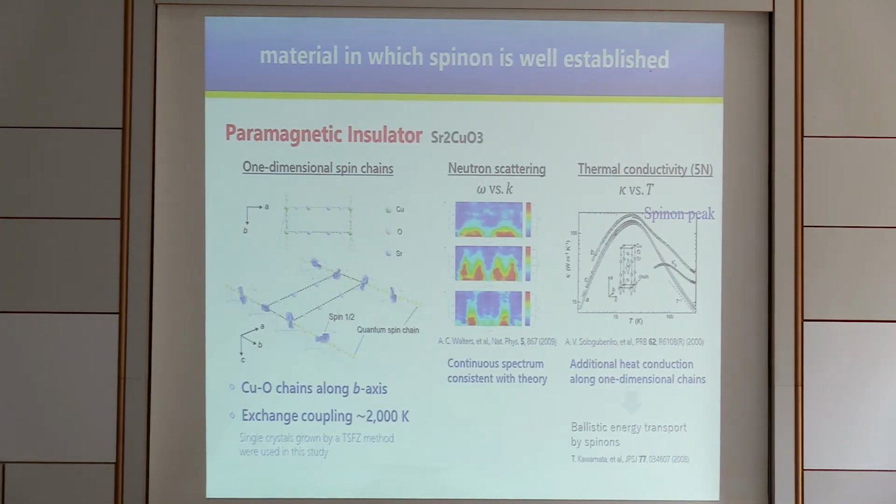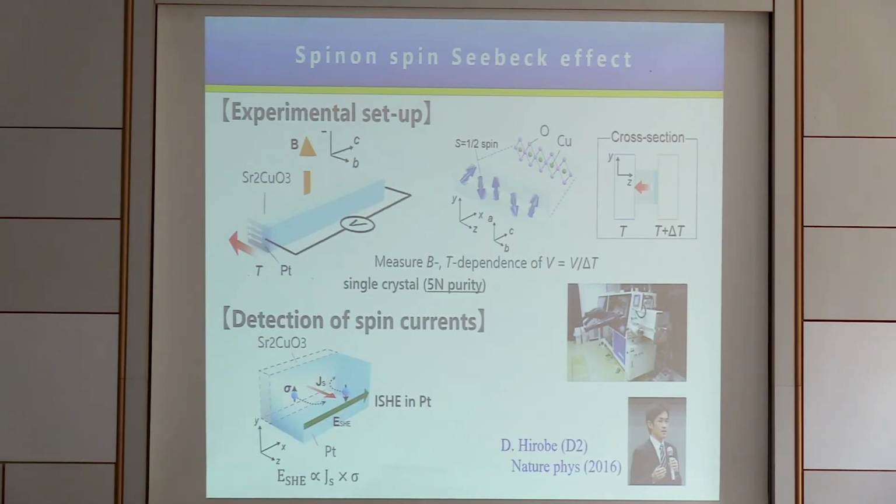We measured the spinon-induced spin Seebeck effect in this material to check the spinon spin current. So with platinum put on the single crystal strontium copper oxide, we applied a heat current along the spin chain. Okay. So when the spinon spin current is created in this material and when it is put into this metallic layer, this spin current is converted into an electric voltage between here and here via the spin Hall effect.